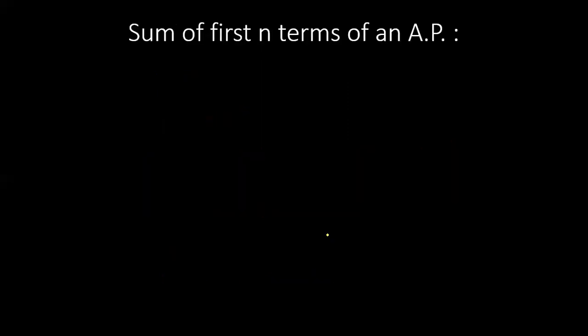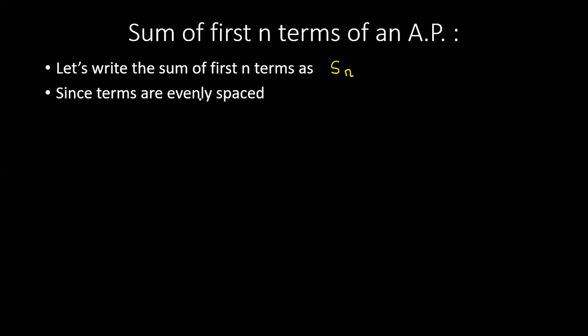Now, what if I ask you to find out the sum of first n terms of an AP? So let us consider the sum of first n terms of an AP to be Sn. Now, since in an AP my terms are evenly spaced, therefore I can say that average is equal to sum of n terms divided by number of terms. So if I want to find out Sn, can I say it is nothing but n times average?